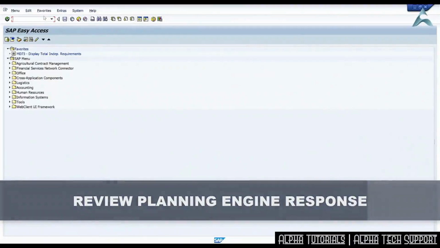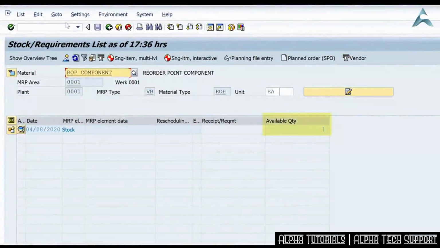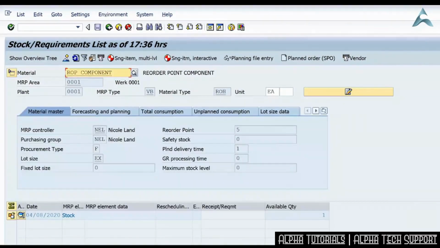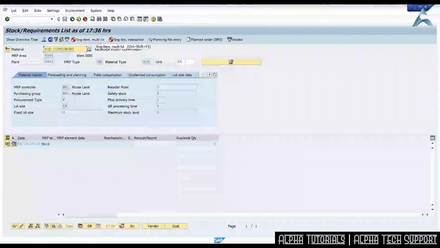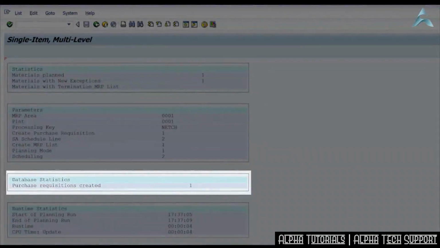Now we are going to go back to the planning situation for this material. And you can see now we only have 1 available in stock, which is definitely below that reorder point. Again, you can expand the header details by clicking this button. Our reorder point is 5, so as soon as the planning engine is executed, the replenishment will be triggered automatically. So let's do that using our navigation button. And as you can see, the database statistics, which is what the planning engine did, show 1 purchase requisition was created.